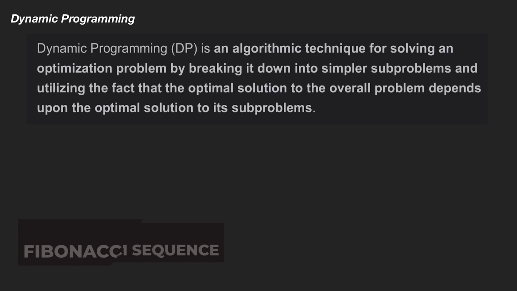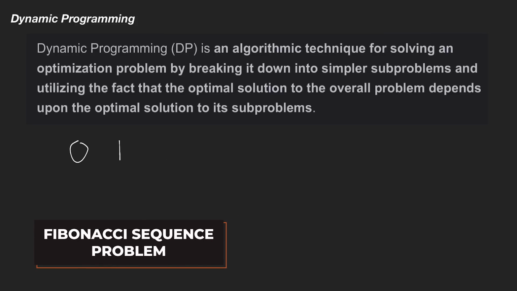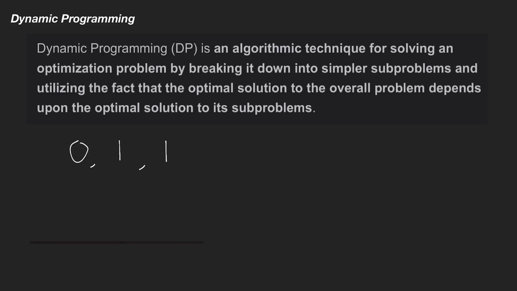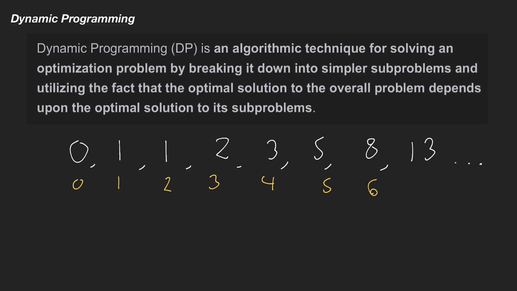Anyways, the Fibonacci sequence of numbers is a very famous sequence that looks like the following. We have 0, 1, 1, 2, 3, 5, 8, 13, and then we continue. Now, just to write this out here, this would be the 0th number, 1st, 2nd, 3rd, 4th, 5th, 6th, 7th, and then so on and so forth.